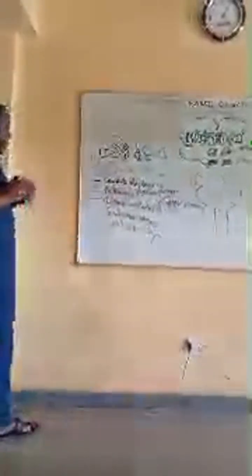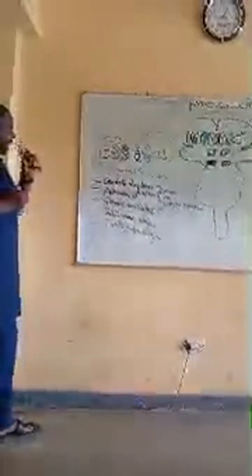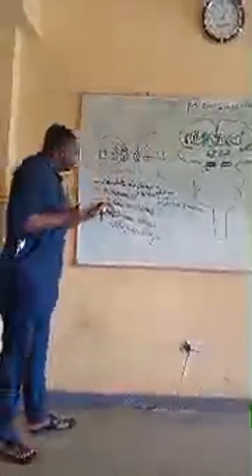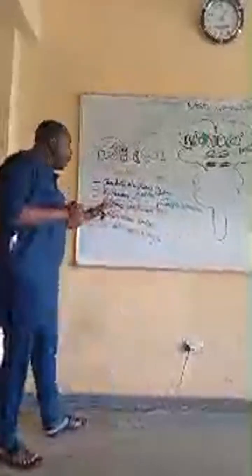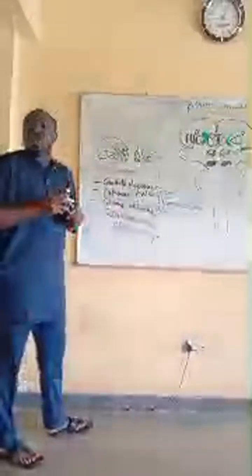So this is called neostriatum. Are you there? Yes, sir. Then the globus pallidus and the putamen. The globus pallidus and the putamen is called what? It's called lentiform what? Lentiform nucleus.